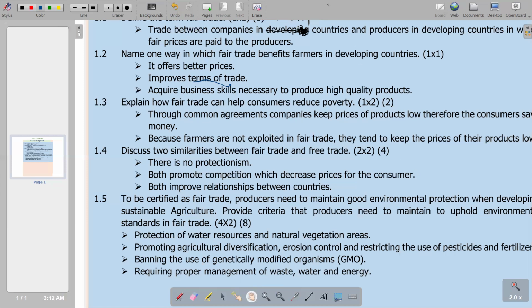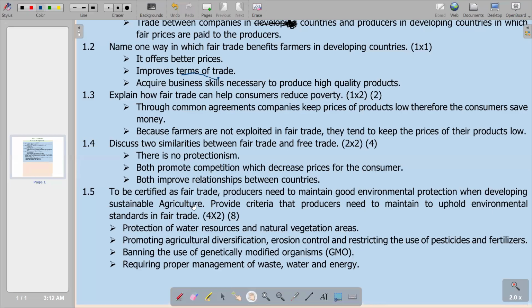So going on to the last question. Question 1.5 reads: to be certified as fair trade, producers need to maintain good environmental protection when developing sustainable agriculture. Provide criteria that producers need to maintain to uphold environmental standards in fair trade. So this question requires us to raise 4 points, each one with 2 marks, with a total of 8 marks.